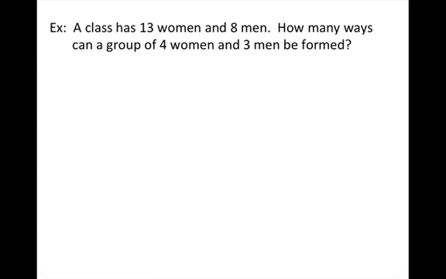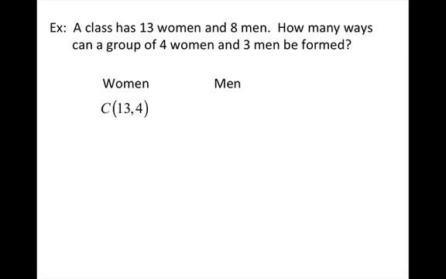In the next example, a class has 13 women and 8 men. How many ways can a group of 4 women and 3 men be formed? This example is a little bit different because I have to separate the women and the men. Don't group those together. So of the 13 women, I'm choosing 4 for the group. Of the 8 men, I'm choosing 3 for the group. The problem didn't tell me anything about the order being important, so it doesn't matter if you were selected first or second or third. So these are both combinations.